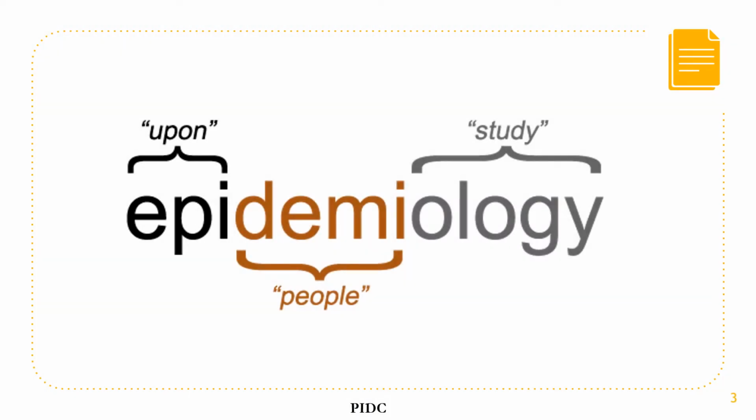Epidemiology. If you divide the word epidemiology into parts, you get three parts. The first part is epi, which means upon. The second part is demo, which means people. The last part, logi, means study. So epidemiology is nothing but upon people study. Yes, it's upon people study.